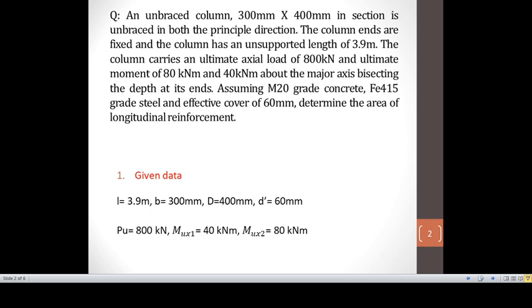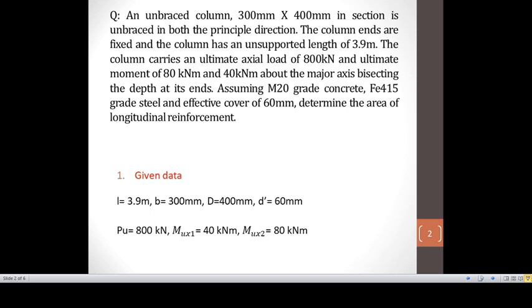So moving on to the first step, as usual our first step is given data. In the question, the unsupported length is given as 3.9 meters. It is notated as small letter l. This column is a rectangular column, so the dimensions are B equal to 300 mm and D equal to 400 mm. The effective cover is given as 60 mm, that is, D dash is equal to 60 mm.